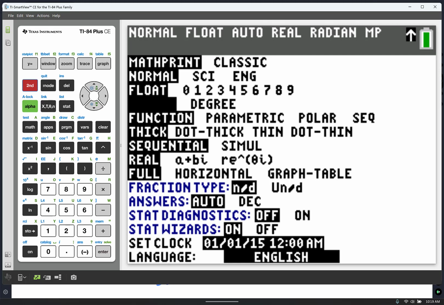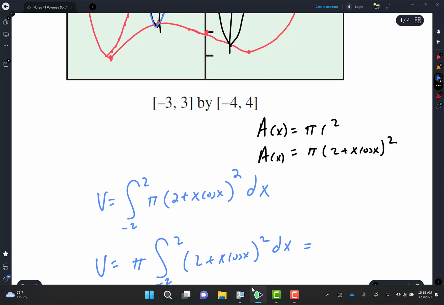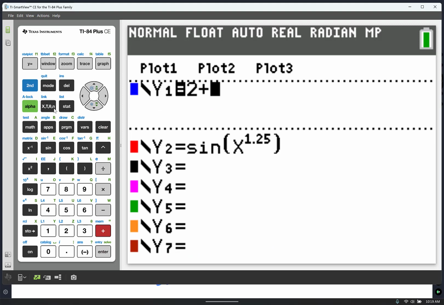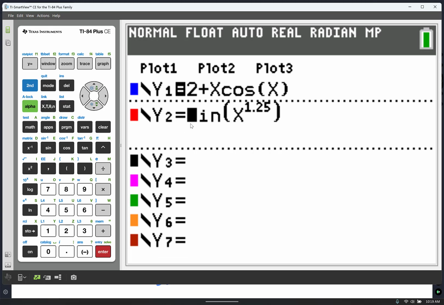And you know what? Honestly, guys, I feel more comfortable if I type it in y1. So I'm going to type it in y1: 2 plus x cosine x, because there's no way that you're going to make a mistake. You know what I mean? So there it is in y1.